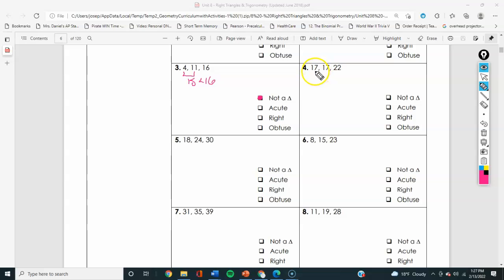Alright, let's go to 4. 17 plus 17 is 34. 34 is bigger than 22, so it is a triangle. Now I have to do my Pythagorean Theorem and see what happens. So I do 17 squared plus 17 squared, and see how it compares to 22 squared. 17 squared plus 17 squared is 578. 22 squared is 484. Now, 578 is bigger than 484. So because my a squared plus b squared is bigger, that makes this a cute little triangle.